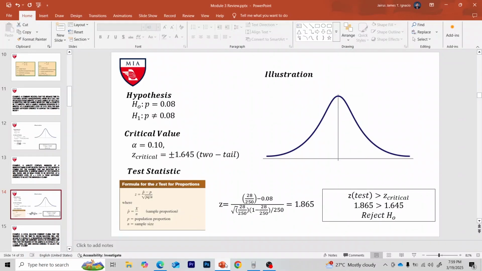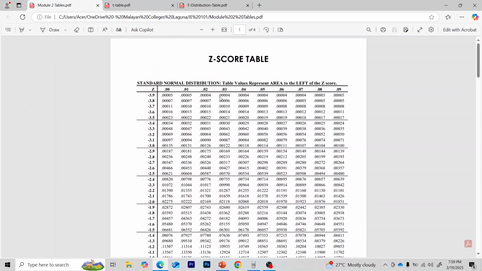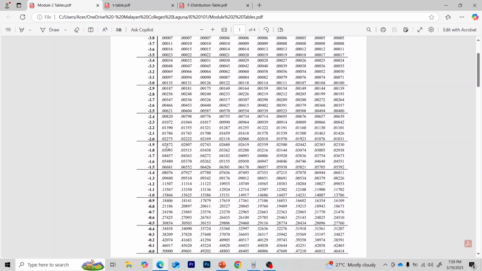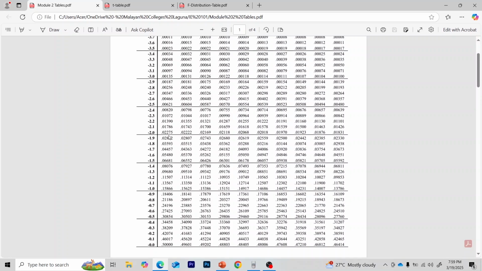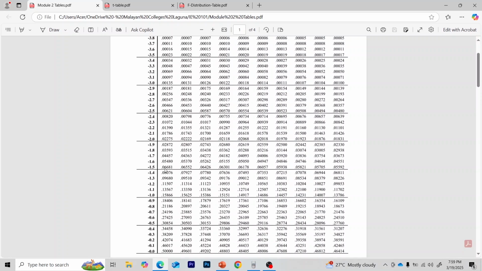So let's verify if 1.645 is correct. It's correct because we have this 1.64 or 1.65 here. So let's just use 1.65. We have 1.6 and then 0.00, 0.01, 0.02, 0.03, 0.04, 0.05. So it's between the two. So we have 1.645 here. Okay? So let's go back.